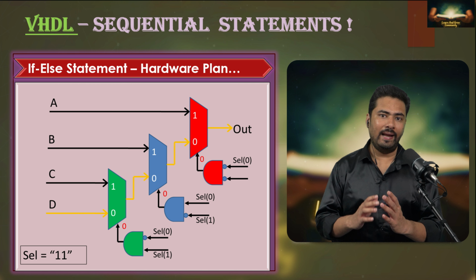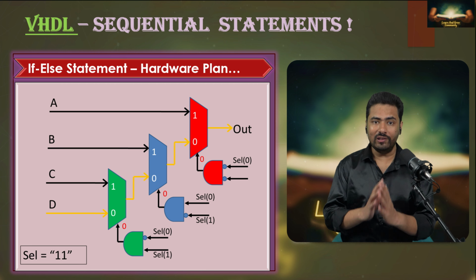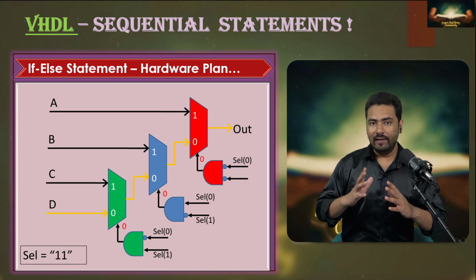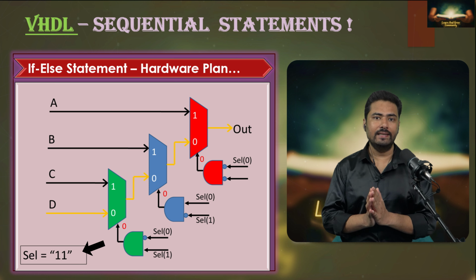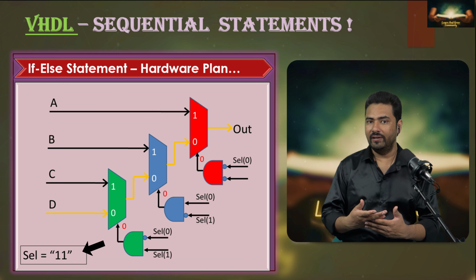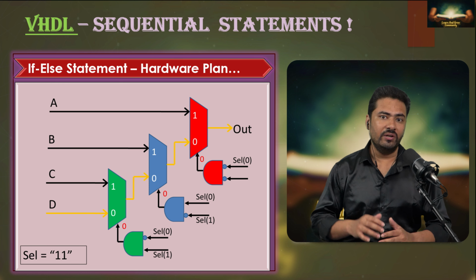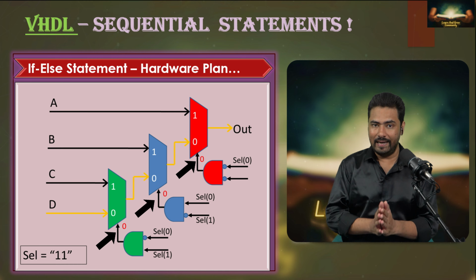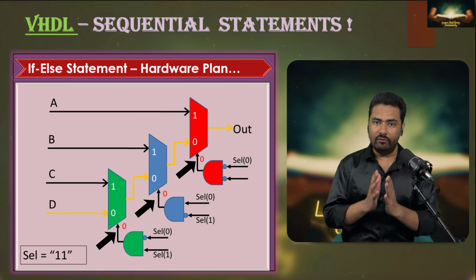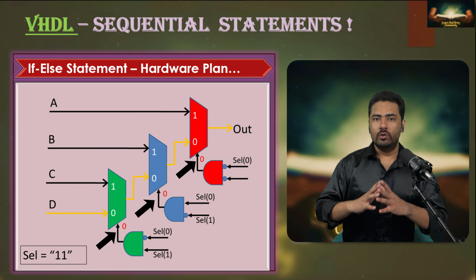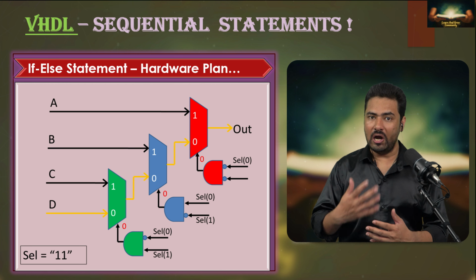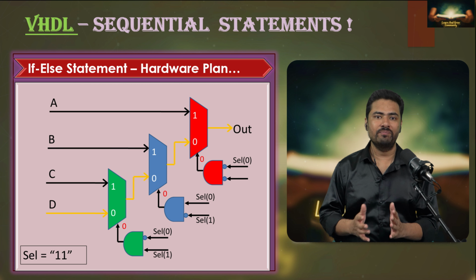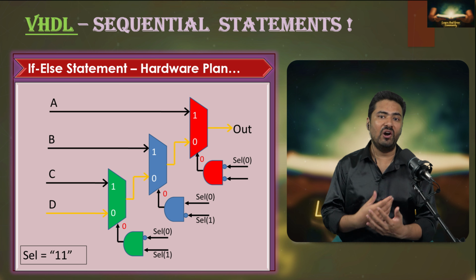Finally, let's look at what happens when all three conditions are false. Let's assume select is 1, 1 and in this case all these conditions will fail. Under this condition, all three multiplexers will select input 0 and it will pass through to the output. So signal T will reach the output. So this is how the if-else statement works and how it is implemented in the hardware.